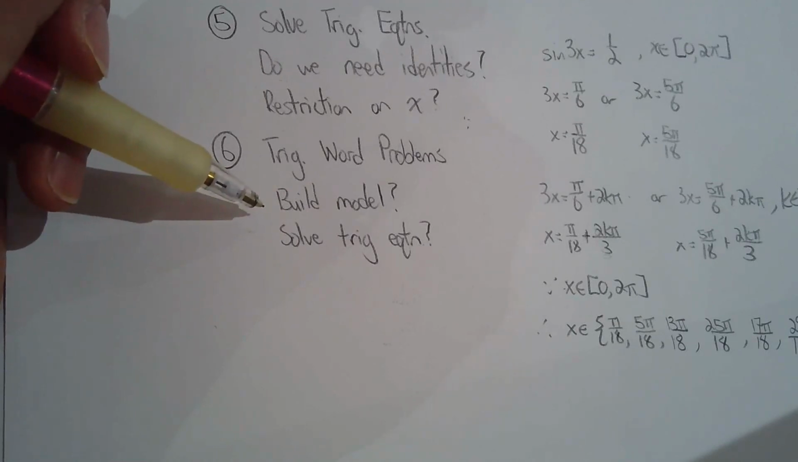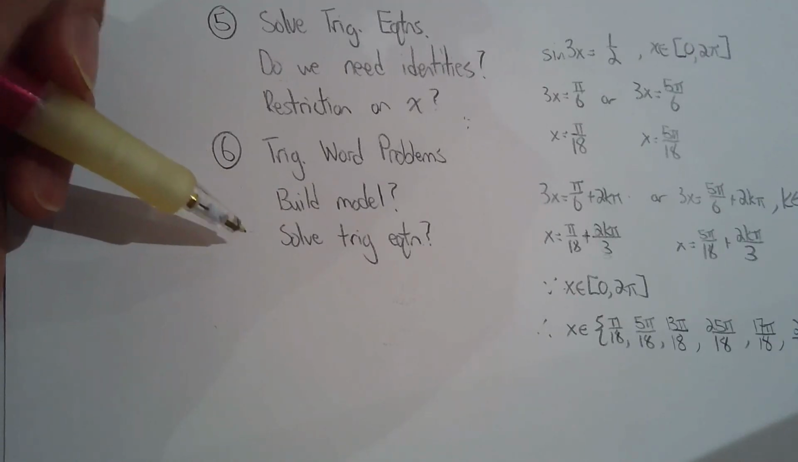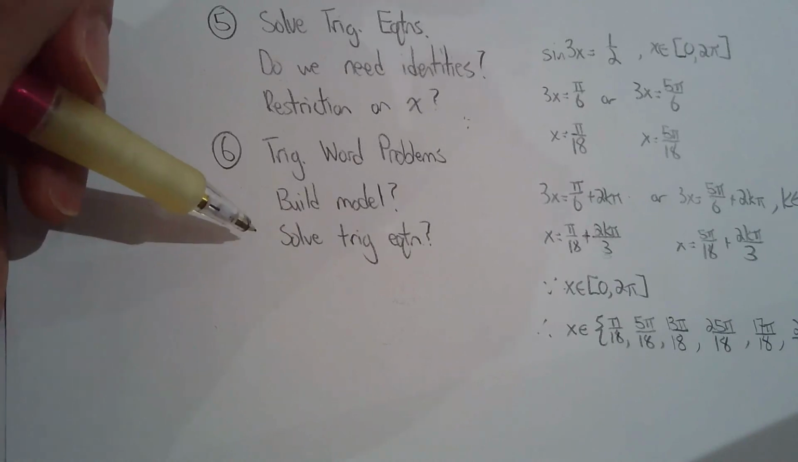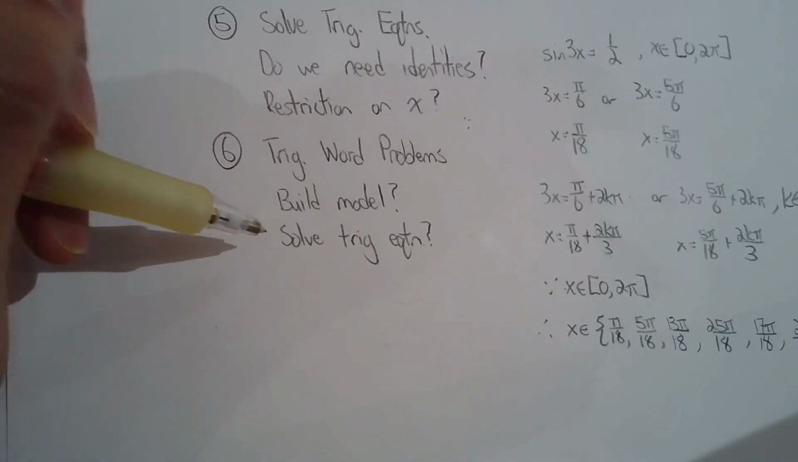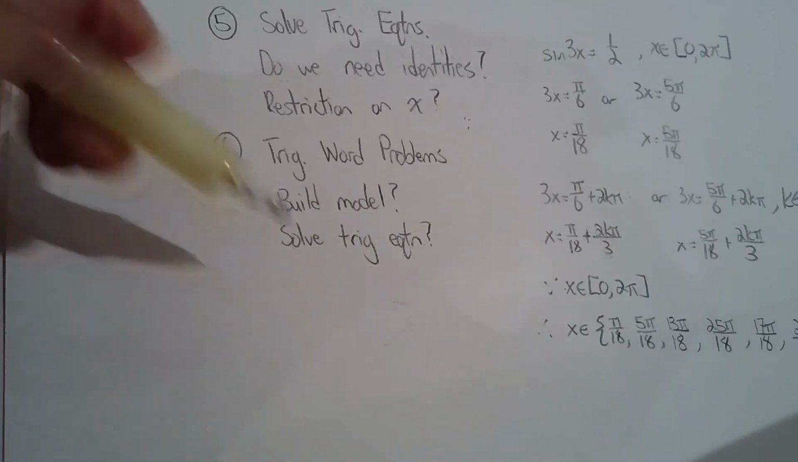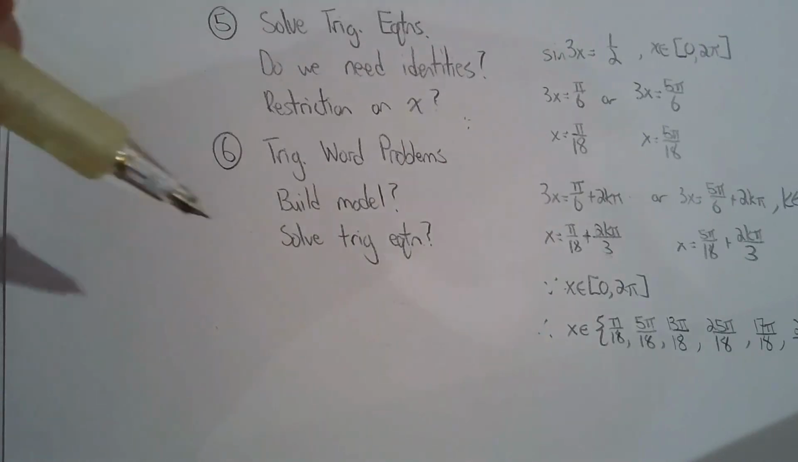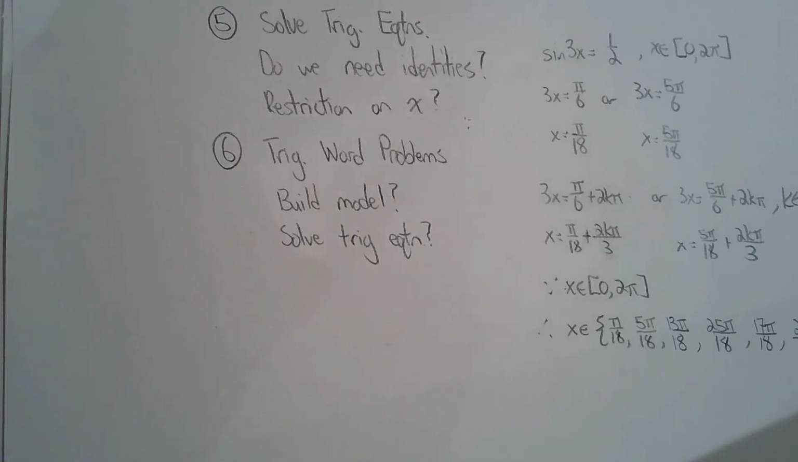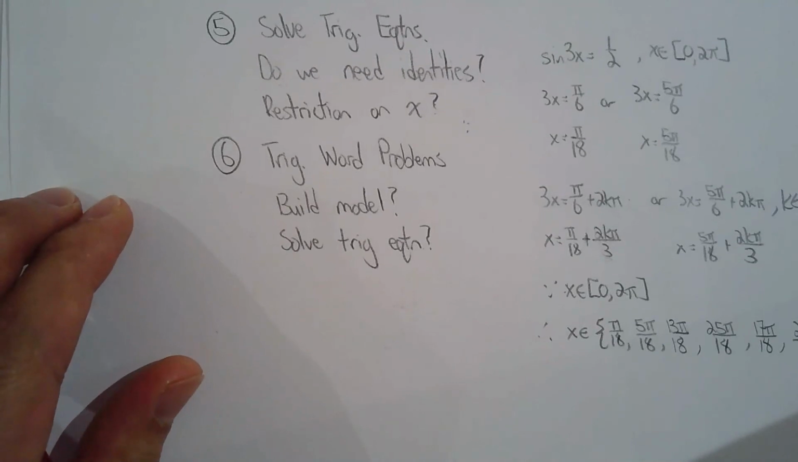And after you build the model, you're probably going to have to solve a trig equation. Just be careful and find the correct solutions. If they want infinite solutions, give them infinite solutions. But you have to find all the answers on the given interval that they ask for. So sometimes there are 2 answers, sometimes there are 4 answers. Just be very careful and be mindful of what they're asking of you. Okay, so that's basically all of chapter 5.